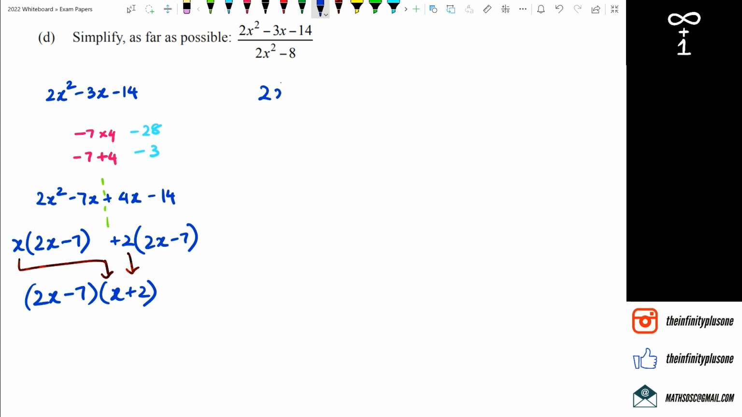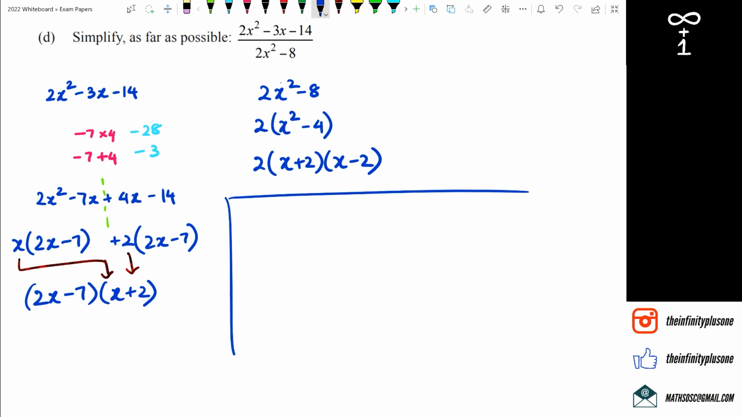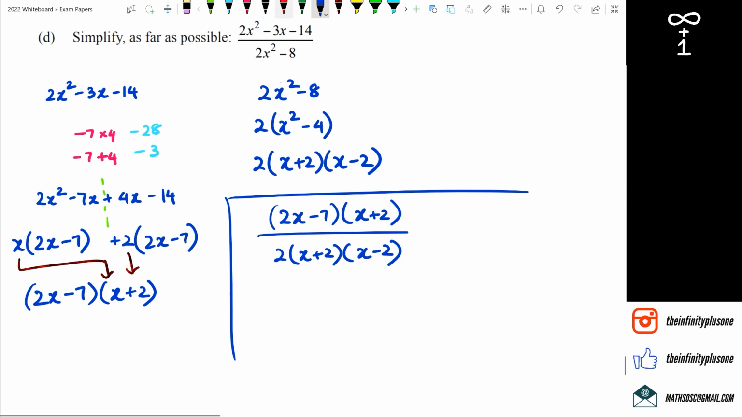So we've got 2x squared minus 8. I'm going to take out the 2 as a common factor. I've got x squared minus 4. Then I can rearrange this as (x plus 2)(x minus 2) because it's the difference of two squares. So now we can actually put the two things together. In our numerator, we've got 2x minus 7 and x plus 2. In the denominator, we've got 2, x plus 2, x minus 2. I can cancel out x plus 2 and x plus 2, which means my final answer is 2x minus 7 divided by 2 bracket x minus 2.